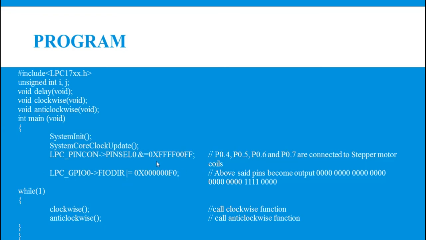After setting this, you have to set the direction of those 4 pins with the help of the FIODIR register, and since these pins pertain to port 0, you have to use the LPC_GPIO structure. Under that, the original value of the FIODIR register will be ORed with this value. Why this value is used was already discussed in the earlier slide. So these two statements will configure the GPIO pins, and those GPIO pins will be configured as output pins. Then there is an infinite loop where you are calling the clockwise function as well as the anti-clockwise function.